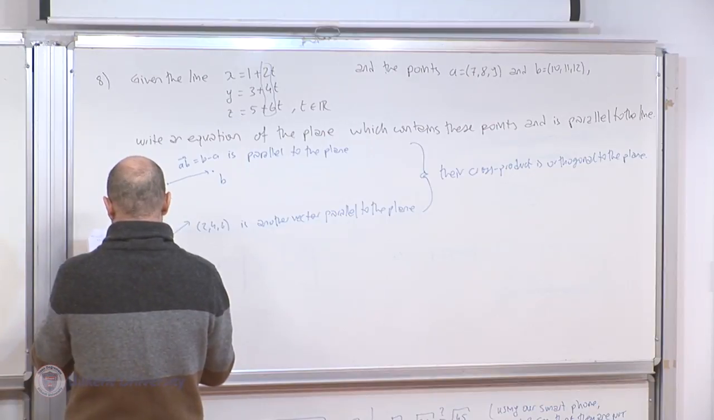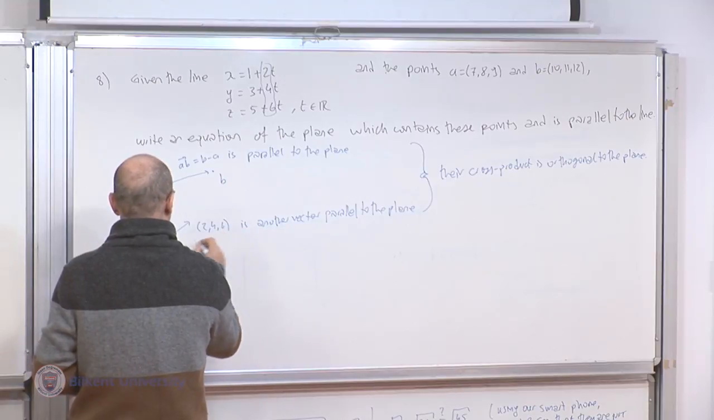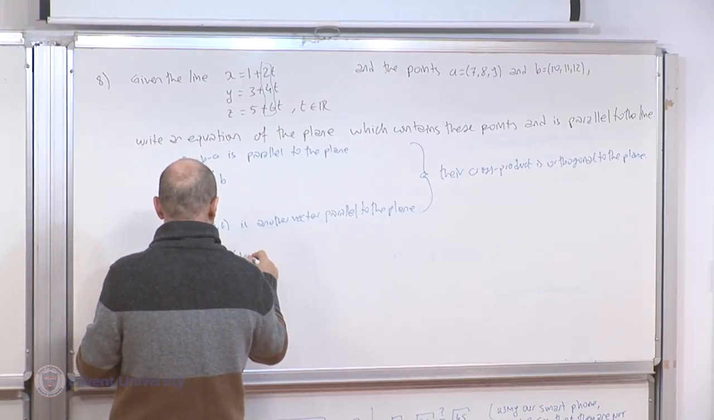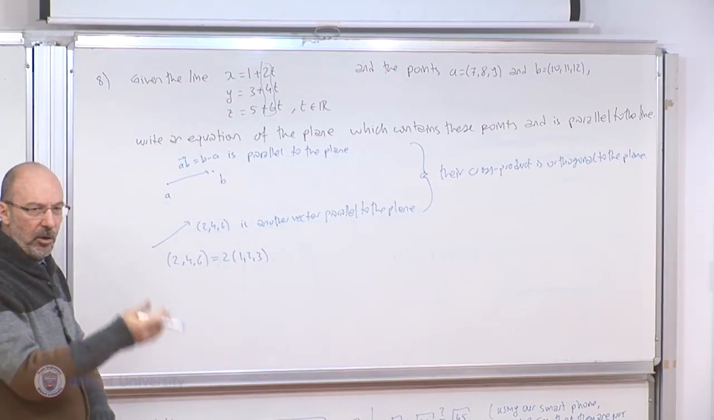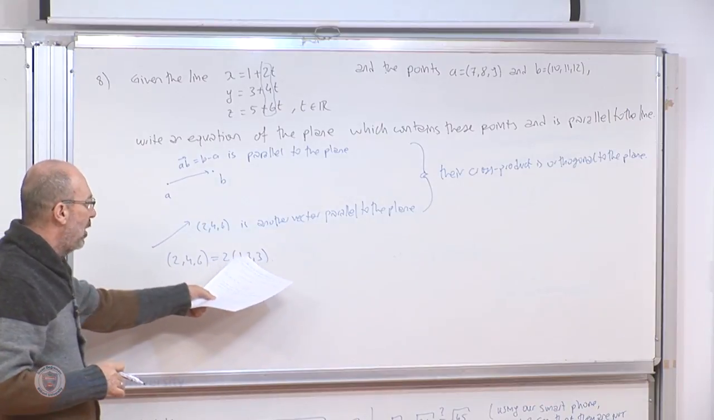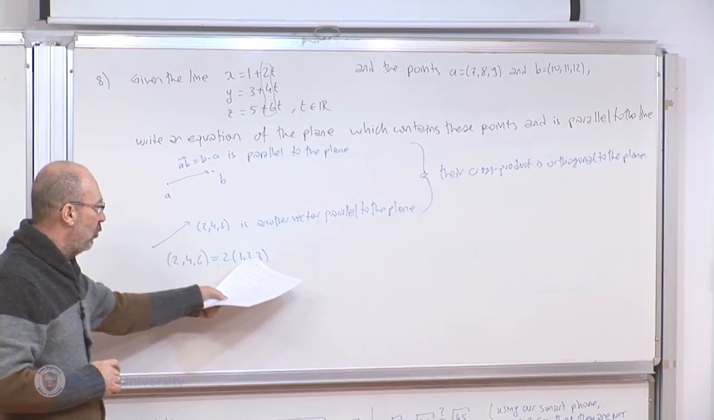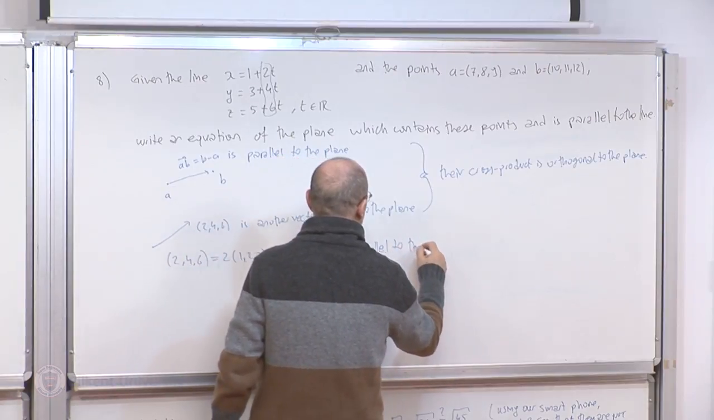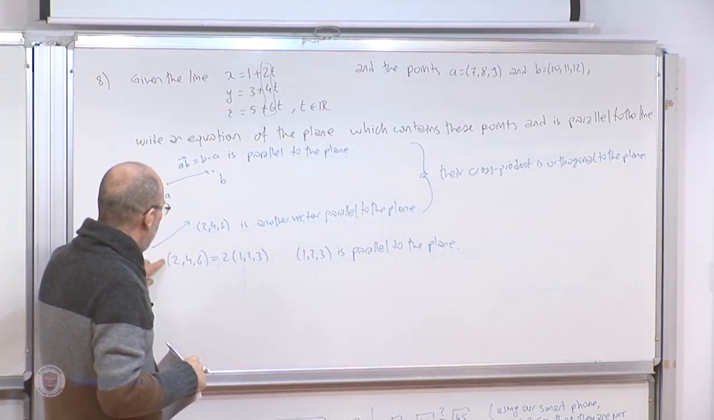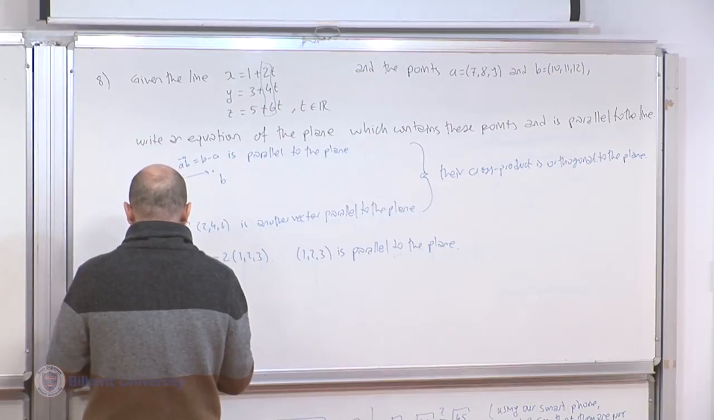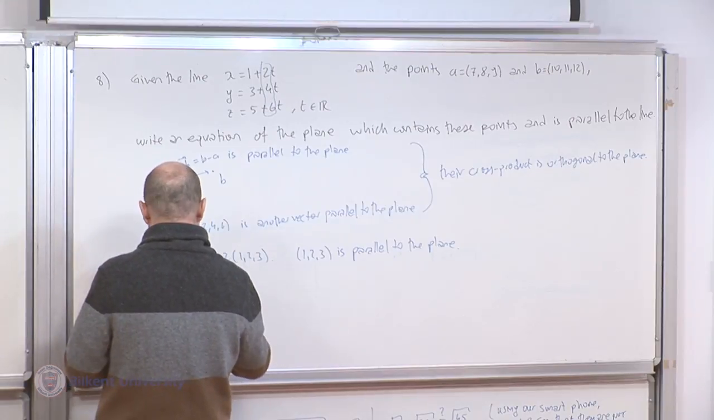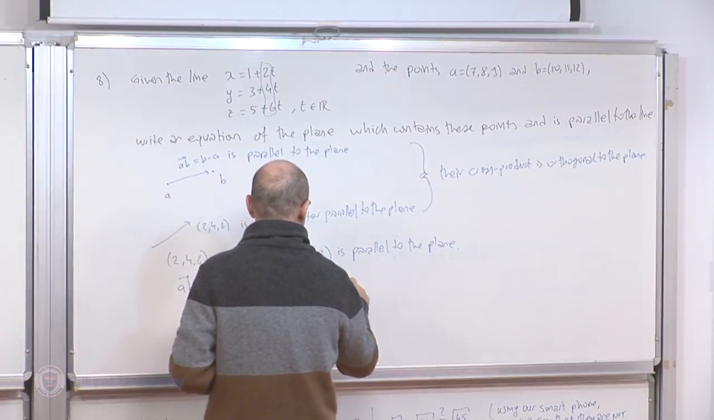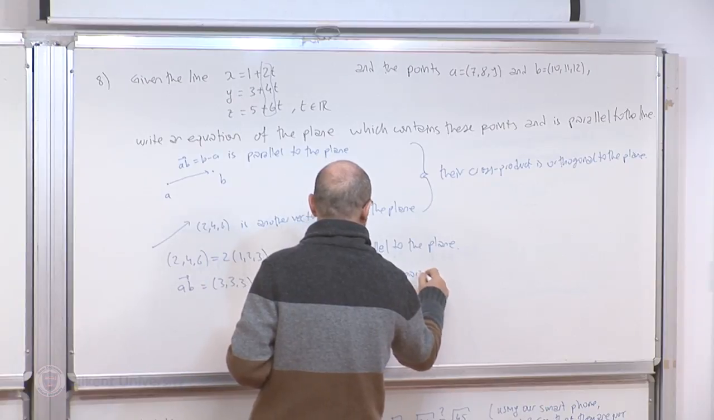So, this vector (2, 4, 6) is equal to 2 times (1, 2, 3). I'm trying to make the numbers small. If you are doing this with a computer, you don't have to bother with this. You just give this one. But since we are going to multiply this determinant by hand, I'm trying to choose small numbers. So (1, 2, 3) is parallel to the plane. This is the direction of the line. And then we have AB equal to (3, 3, 3). This one is 3 times (1, 1, 1). So (1, 1, 1) is also parallel to the plane.